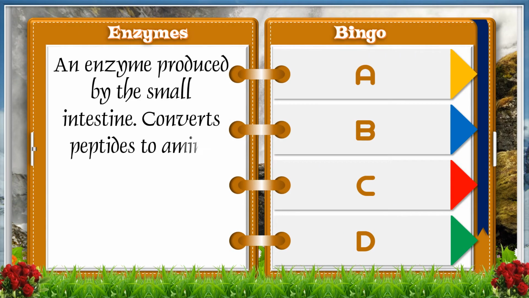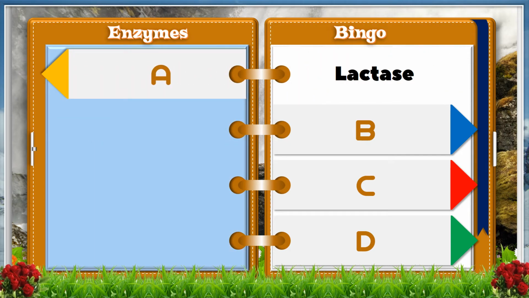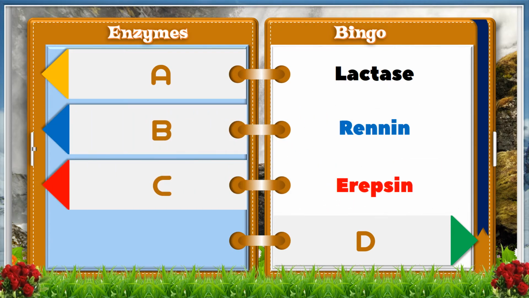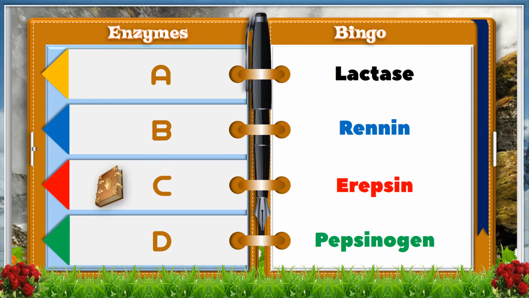An enzyme produced by a small intestine converts peptides to amino acids during the process of digestion. Its optimum pH is slightly basic. A. Lactase. B. Rennin. C. Erepsin. D. Pepsinogen. And the answer is C. Erepsin.